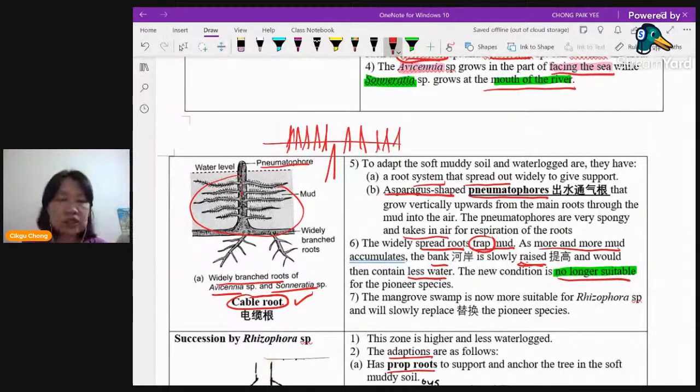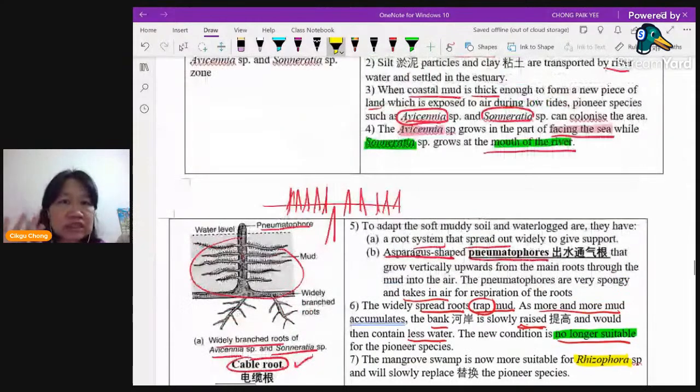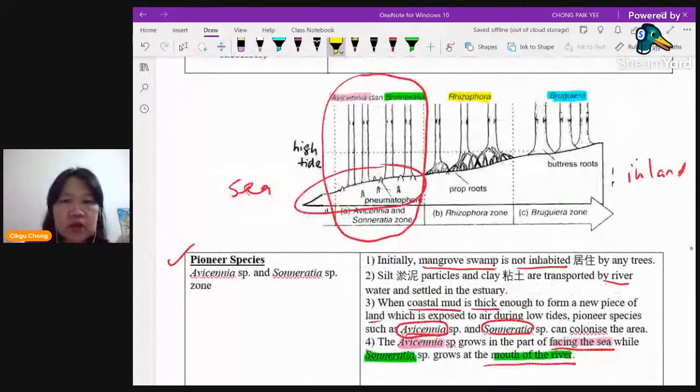So now this condition is not so suitable for Avicennia and Sonneratia, but it's more suitable for another type of plant. And this one happens to be Rhizophora. The next species is more suitable to stay there now. So you can see that when the tebing sungai, or we call it the bank, becomes drier, you don't see the Avicennia and Sonneratia anymore. You will, on the other hand, see the Rhizophora.